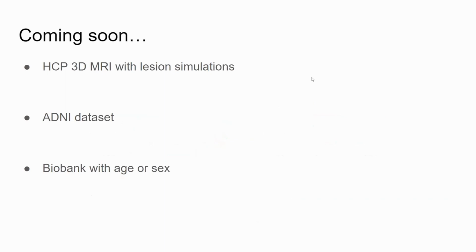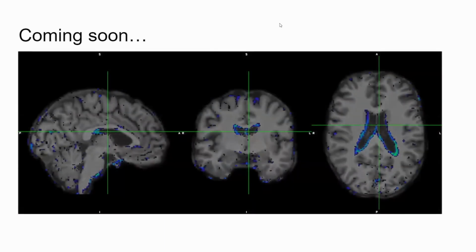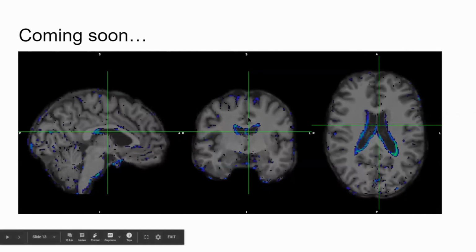Coming soon, we have experiments on HPC with 3D MRI and lesion simulations, the ADNI dataset, which compares Alzheimer's patients to MCI patients, and Biobank with age and sex. Just as a little preview, this is an example image where we trained on Biobank on ages of young and old people, and we can see that the ventricles are being detected, which is a very well-known phenomenon in aging, where you have an increase in the ventricles.